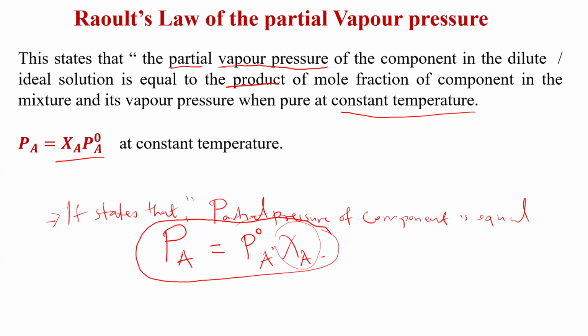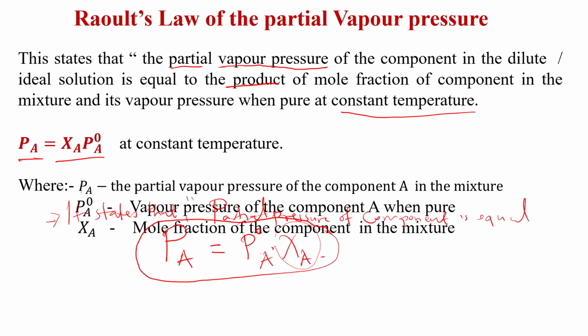And we have already said that it can be summarized like that: the partial vapor pressure of a component is equal to the product, the way they have already given it to us. PA is the partial vapor pressure of the component A in the mixture, and P naught A is the vapor pressure of component A when pure, in its pure state. And finally, XA is the mole fraction of the component in the mixture. So that is what Raoult's law is. But if you look at our law, we are saying of the component in a dilute or ideal solution. You can use dilute or ideal solution, which is still okay.